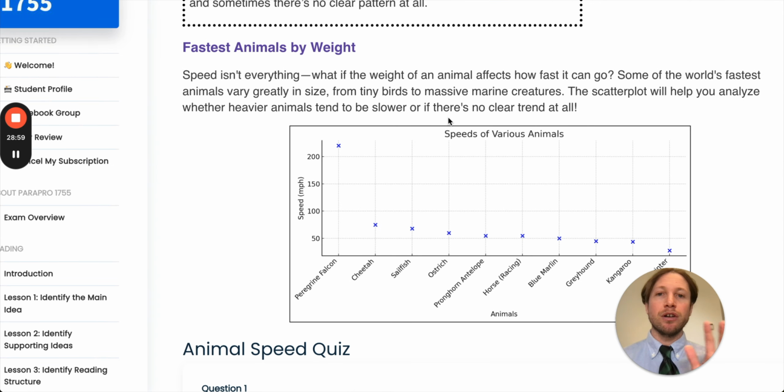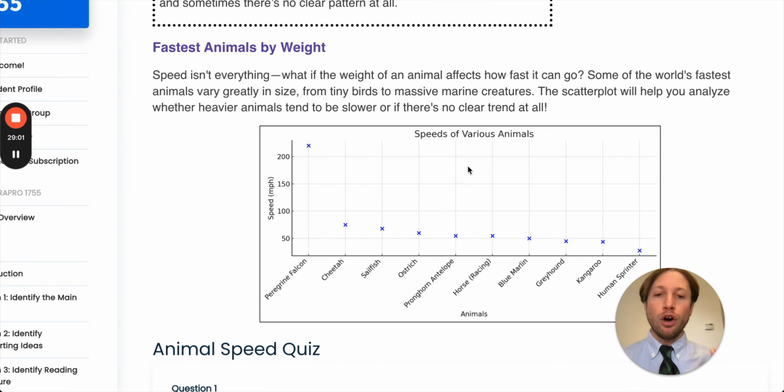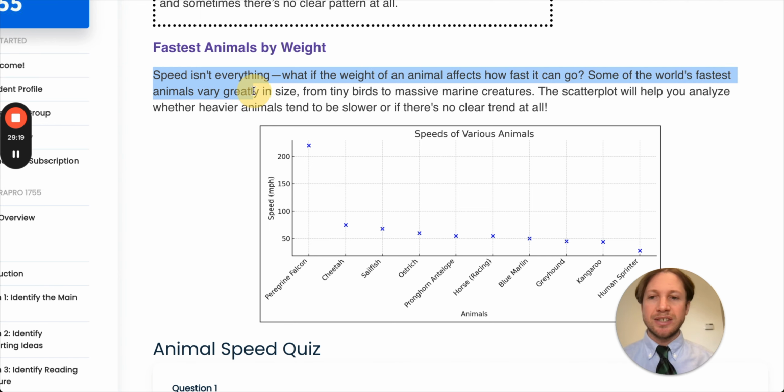Now that we have a good understanding of what a scatter plot is, we've already looked at the actual scatter plot. Let's go ahead and read the introduction in context about the fastest animals by weight. All right, so speed isn't everything. What if the weight of an animal affects how fast it can go? Some of the world's fastest animals vary greatly in size, from tiny birds to massive marine creatures. The scatter plot will help you analyze whether heavier animals tend to be slower, or if there's no clear trend at all.